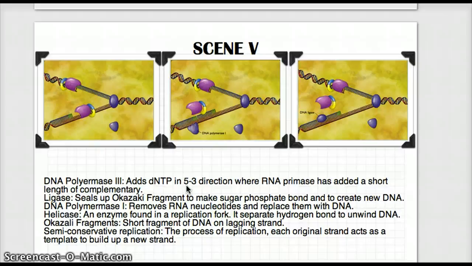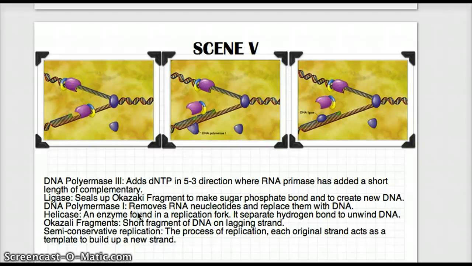The first stage of the lagging strand is helicase, which separates the hydrogen bonds to unwind the DNA. Second, the RNA primase, which has already been mentioned before. And then the third one, DNA polymerase 3 makes Okazaki fragments. An Okazaki fragment is basically a short fragment of DNA found only on the lagging strand.